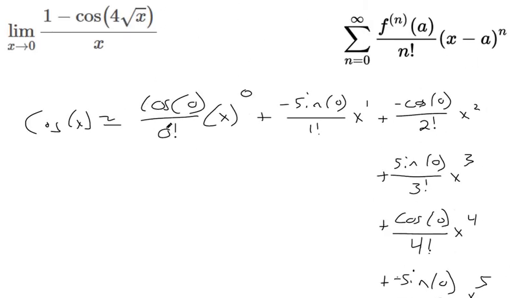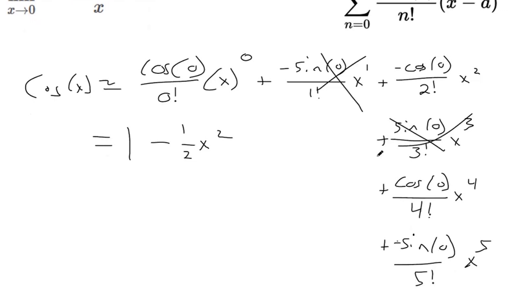So this whole term, this is cosine of 0 is 1. 1 divided by 1 is 1. X to the 0 is 1. So this is going to be 1 for the first term. Sine of 0 is 0. So this whole term is 0. This is negative 1 in the numerator. So that's negative 1/2 x squared for this term.